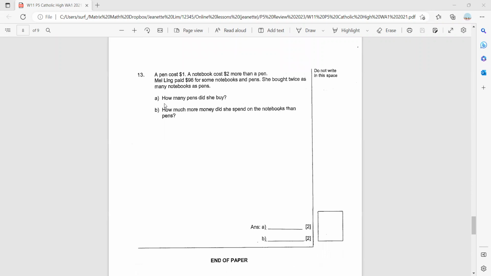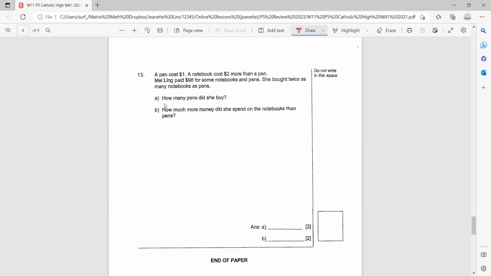A pen costs $1, a notebook costs $2 more than a pen. Mei Ling paid $98 for some notebooks and pens. She bought twice as many notebooks as pens. How many pens did she buy?